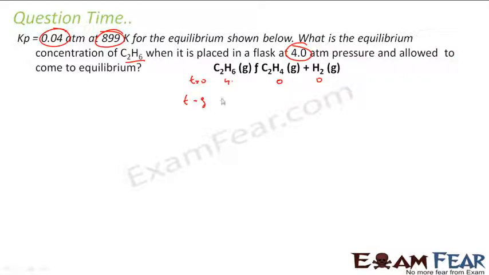And at t is equal to equilibrium, some P pressure was reduced from C2H6 and P pressure came here and P pressure came here also, right? Because the reaction happened, C2H6 decomposed into C2H4 and H2.